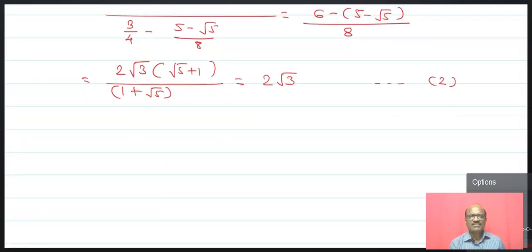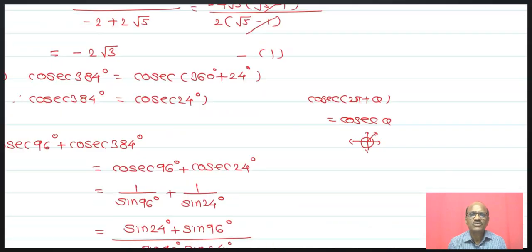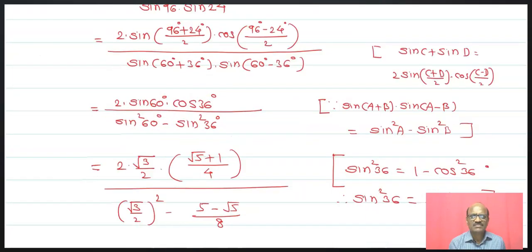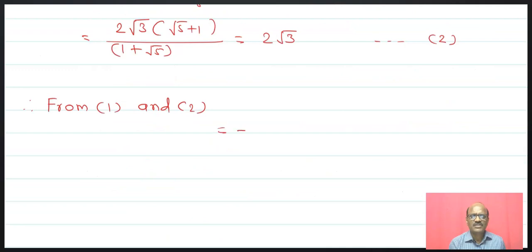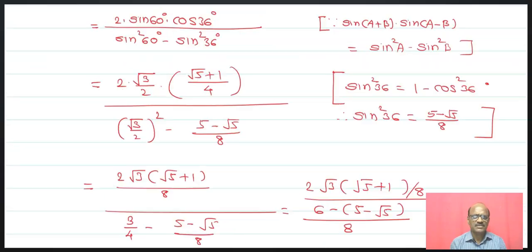And therefore from the first we have the value minus 2 root 3, and in the second case we have the value plus 2 root 3, and that's why their sum is equal to 0. Hence the result. This was a very big example.